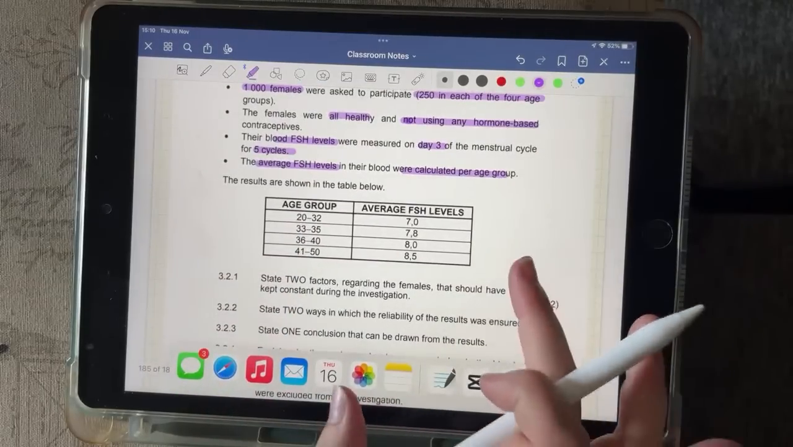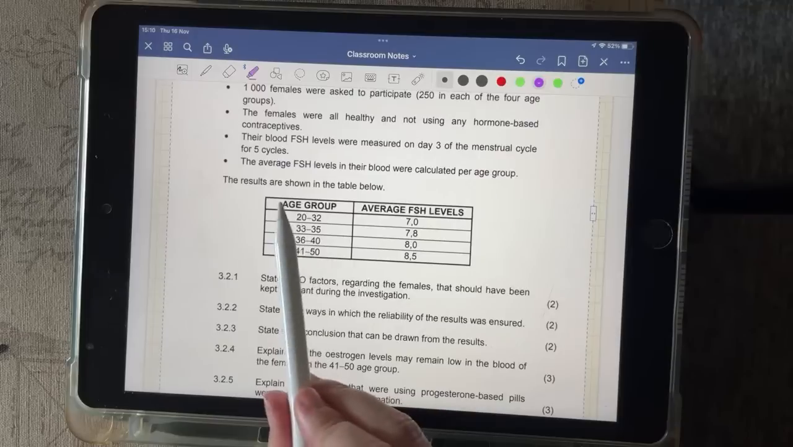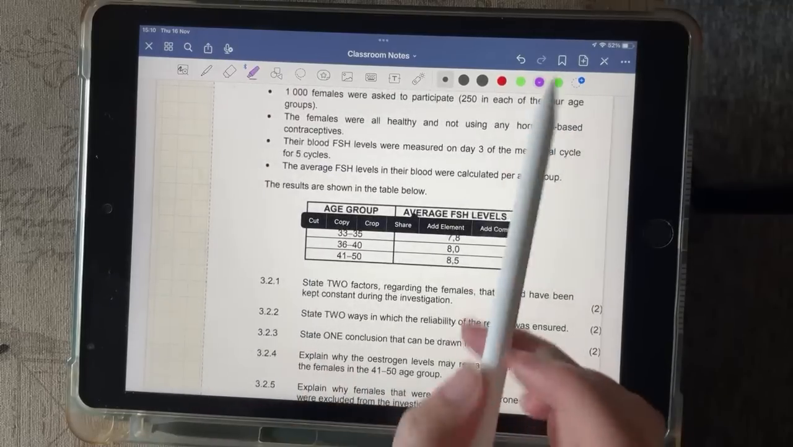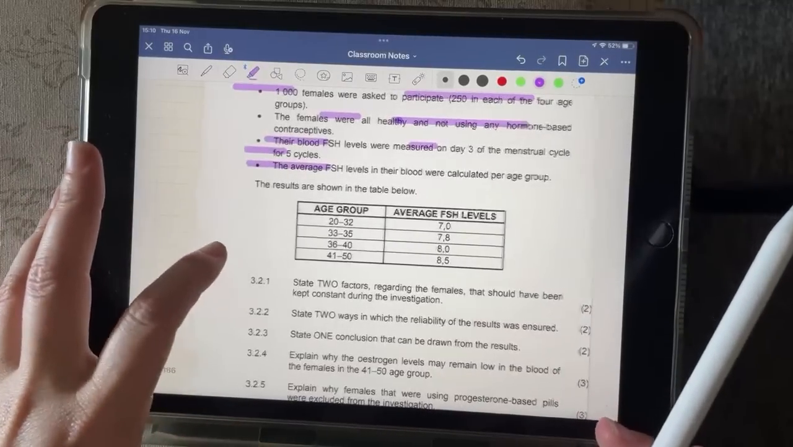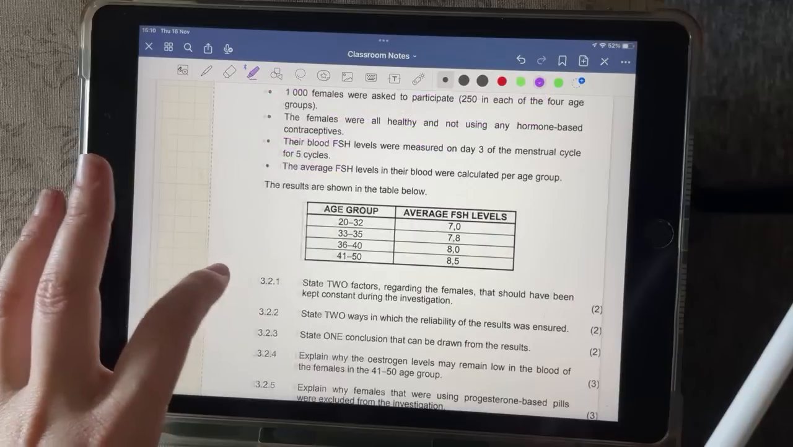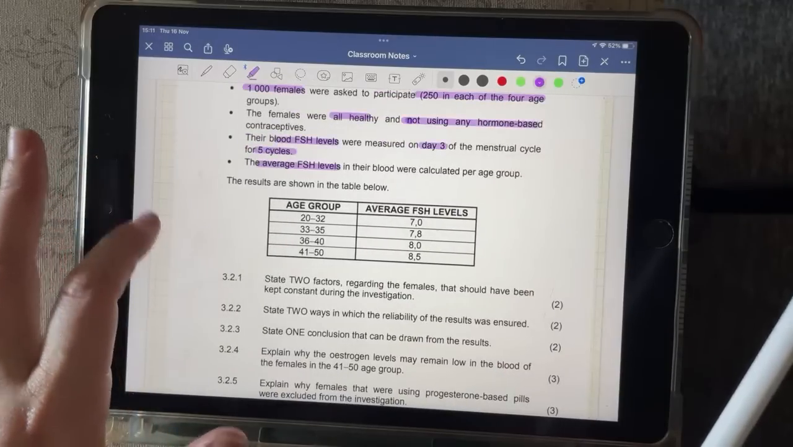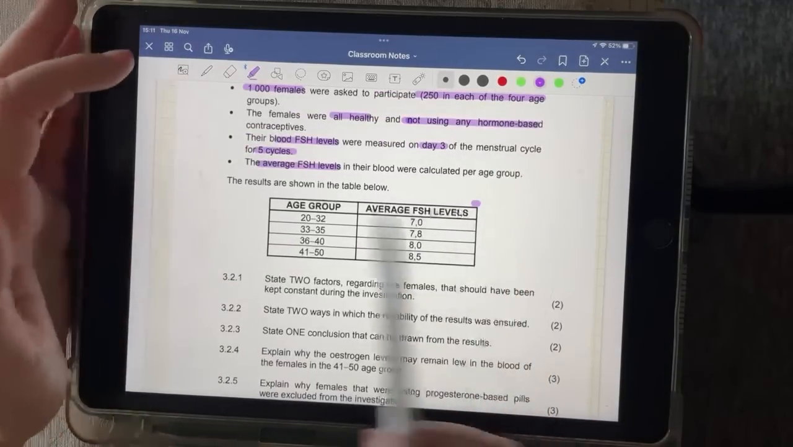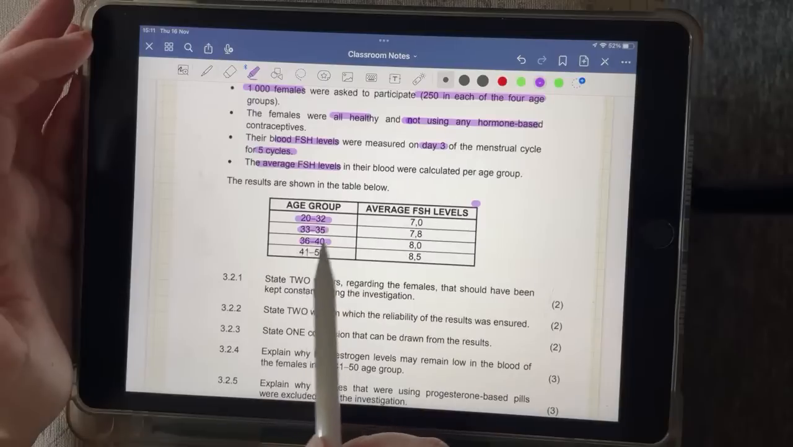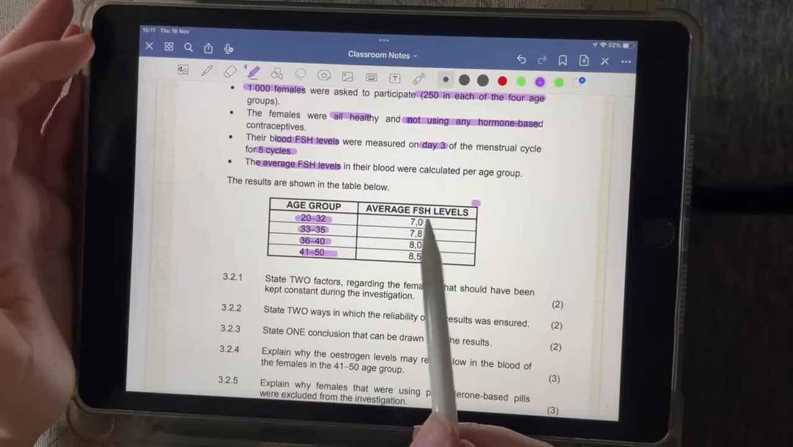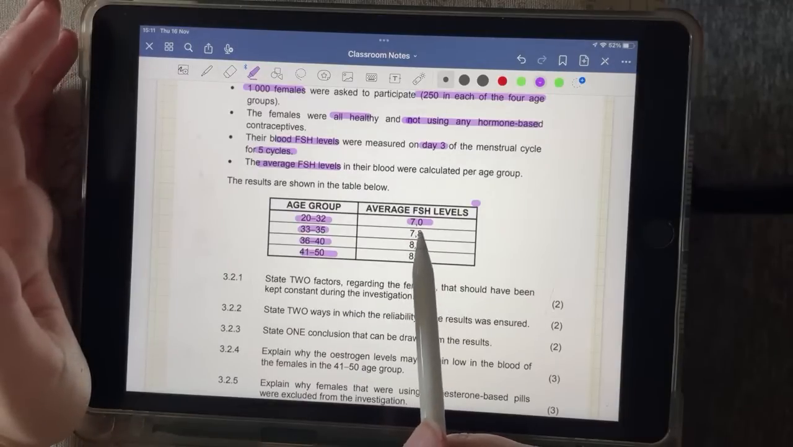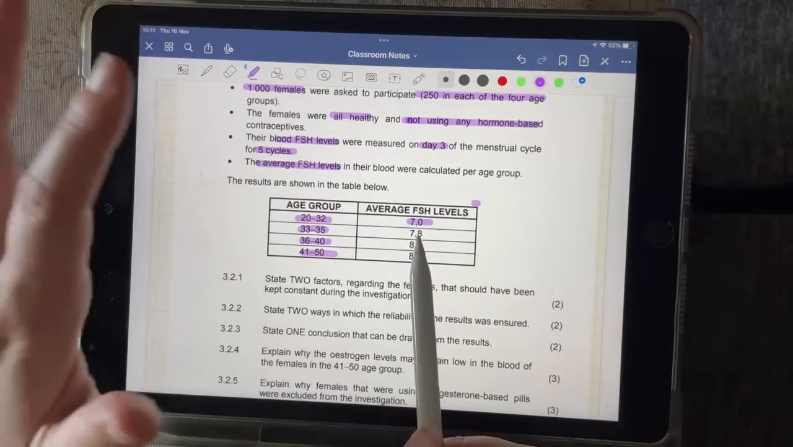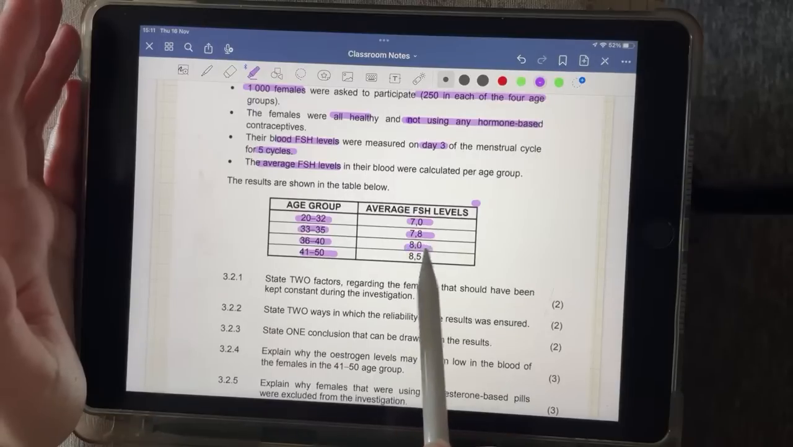So hopefully we can see here that as people get older, let me just move this over. As people get older, their fertility reduces, but their FSH levels go up. So here is their age and they're getting older, and we start off with 70.